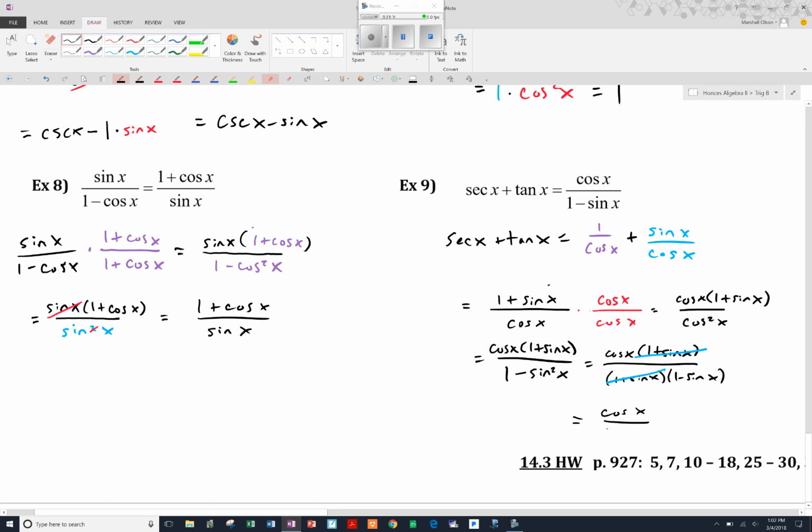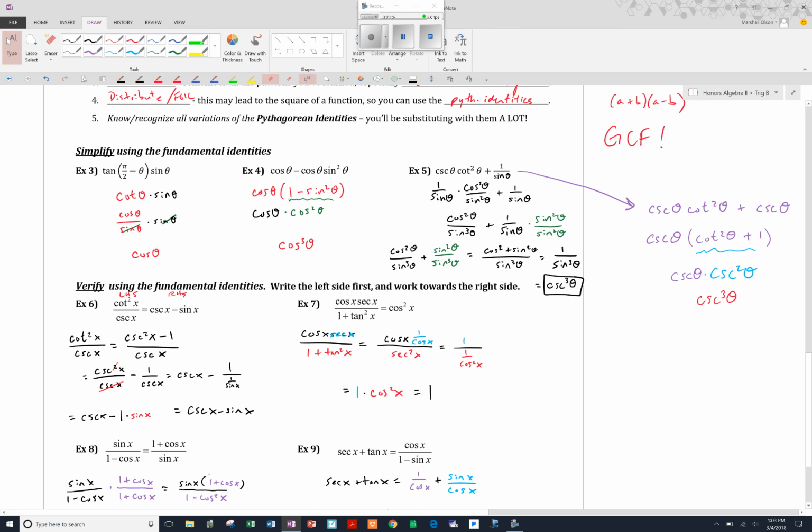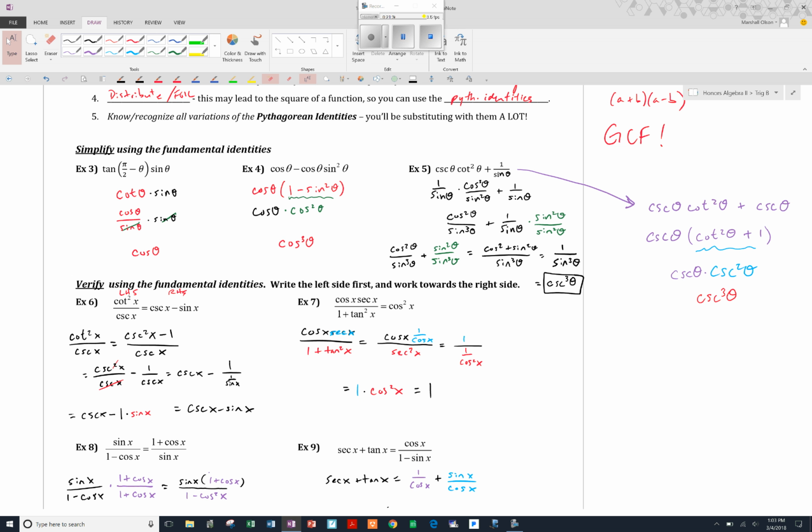You should always end by writing that right-hand side. We always start by writing the left-hand side, if that's what we're starting with, and we always end with the other side, in this case, the right-hand side. So those are some simplifying and verifying problems using the identities.